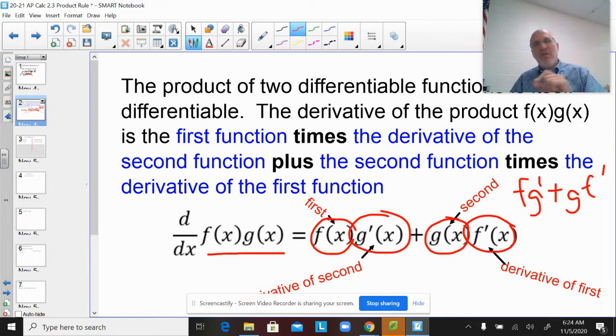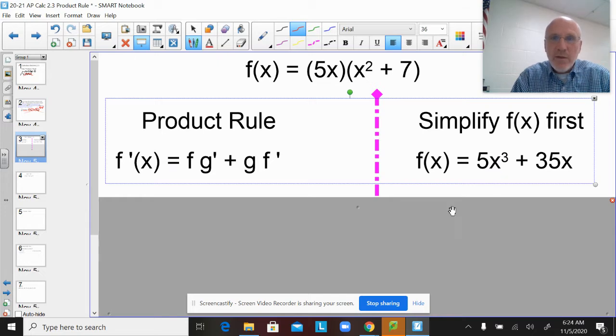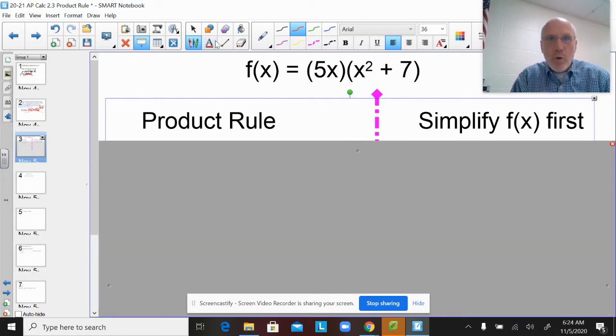Like several other derivatives we've taken already this year, always be on the lookout for, before I take the derivative, could I rewrite the function more simply first? Would that make it an easier derivative to take? So this first example, we actually could do two ways. We can use the product rule, or we can simplify.